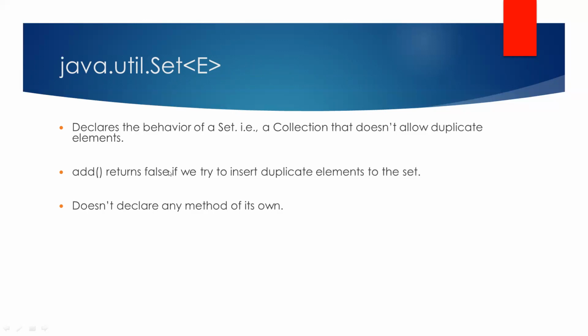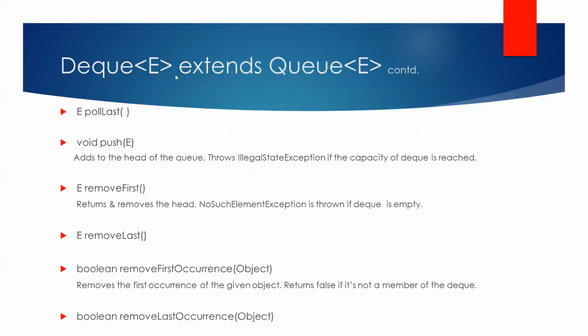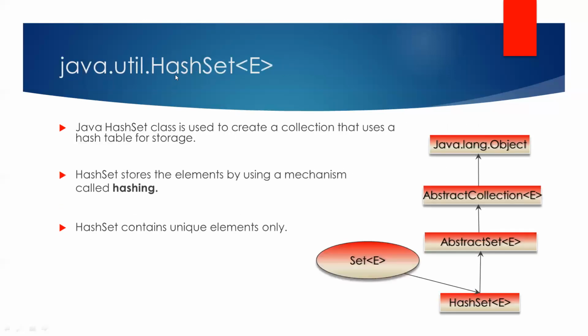Unlike list, set doesn't declare its own methods. This interface doesn't have its own methods. Now, which class can we instantiate of the type of set? HashSet is a class that can be instantiated, and it will give you the feature of the set. So here is the hierarchy: java.lang.Object, after that AbstractCollection, AbstractSet, then HashSet, and it implements the Set.